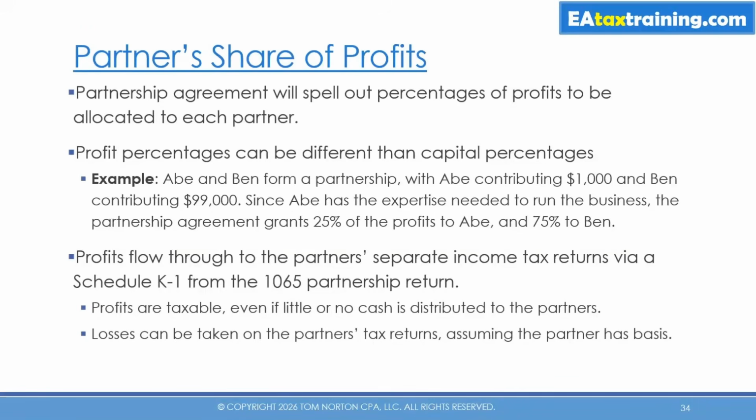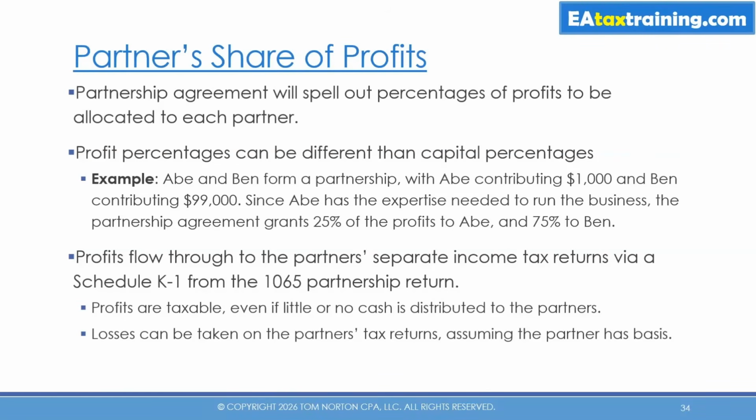The partner's share of profits. So the partnership agreement will spell out the percentages of profits to be allocated to each partner. Hopefully you have a written partnership agreement, but remember it's not required. But even if it's not written, there will be some sort of agreement. It might just be a handshake agreement that, hey, okay, we're 50-50 partners. So whatever that agreement is, that's how you will split the profits.